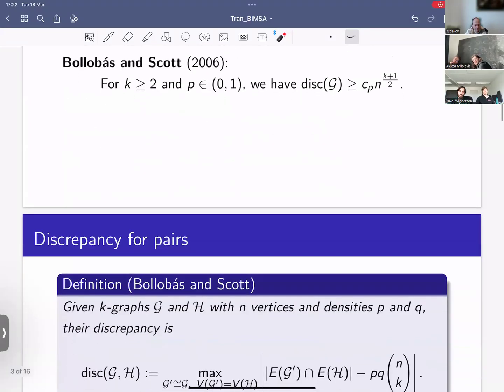And motivated by all this work, Bollobás and Scott introduced the concept of discrepancy for pairs of hypergraphs.